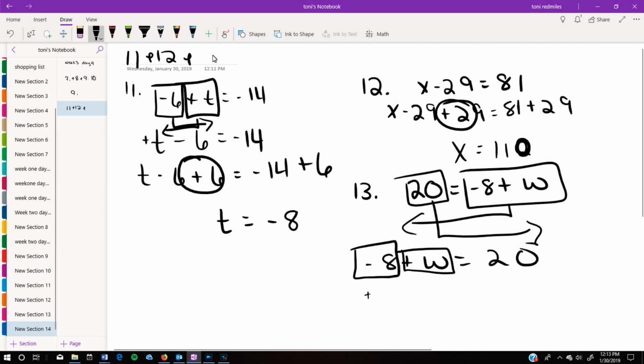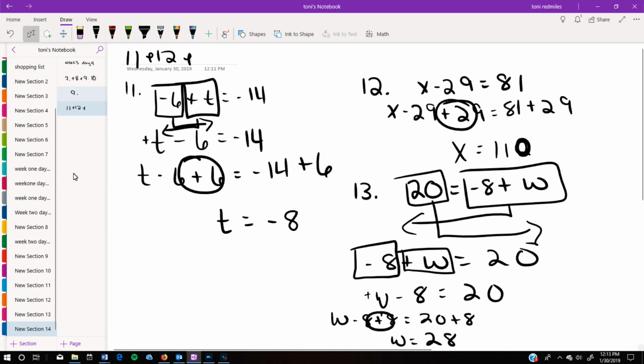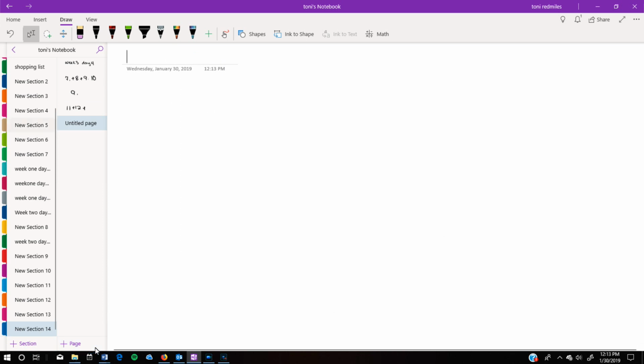Okay, so it's going to be positive w minus 8 equals 20. Then 8 is being subtracted from w, so I need to add it to get my required 0. And I need to do that to both sides. 0, w equals 28. All right, we're making good time. Let's go on to number 14.